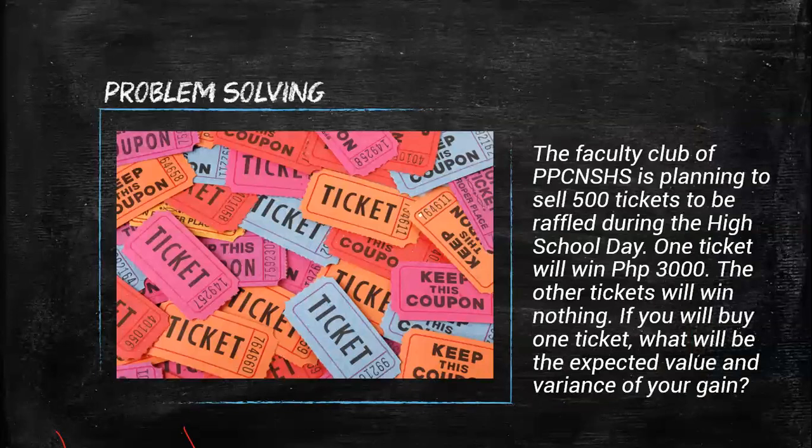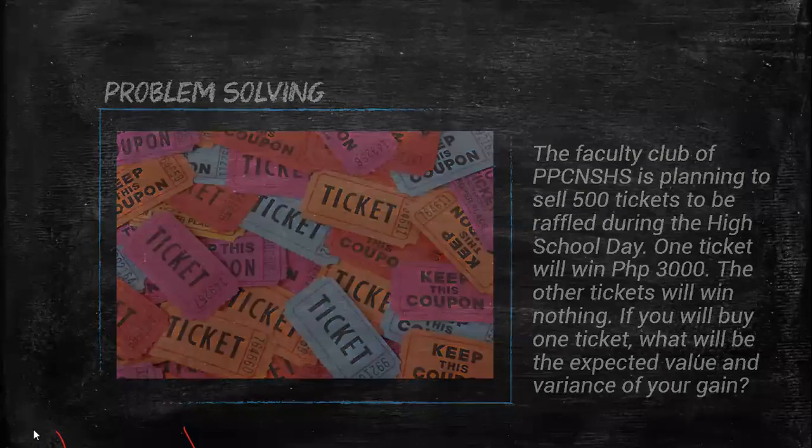So the Faculty Club of PPCNSHS is planning to sell 500 tickets to be raffled during the high school day. One ticket will win 3,000 pesos. The other tickets will win nothing. If you will buy one ticket, what will be the expected value and the variance of your gain?